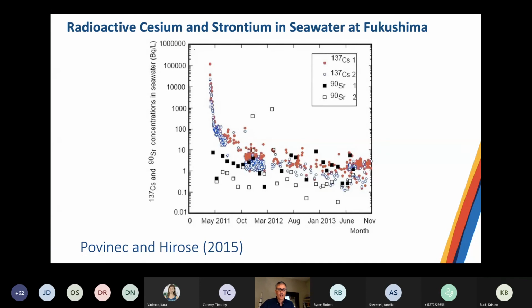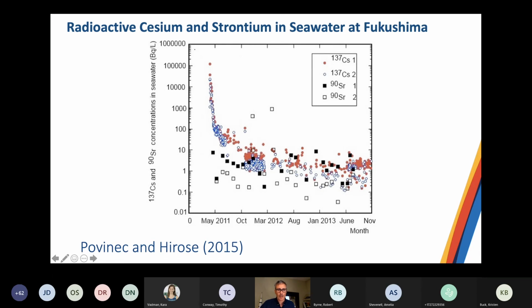Now, this is a figure from a paper by Povinec and Hirose in 2015. If you look at the y-axis, it's logarithmic, and these are in units of becquerels per liter, so we have to multiply these by 1,000 to get to becquerels per cubic meter. You can see in the coastal seawater at the Fukushima Daiichi power plant site, we've got on the order of 100 million becquerels per cubic meter of cesium-137 close to the coast.